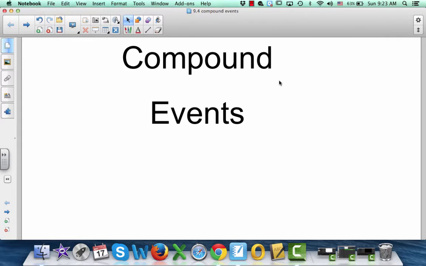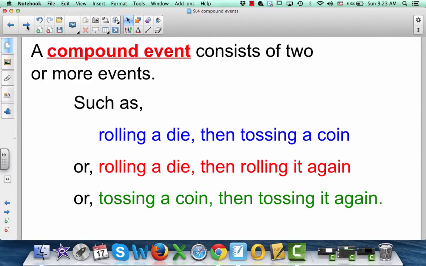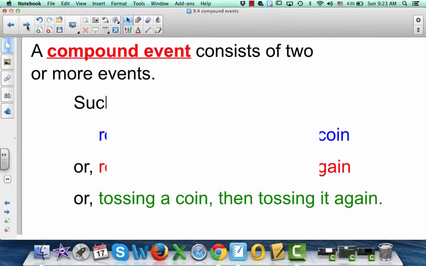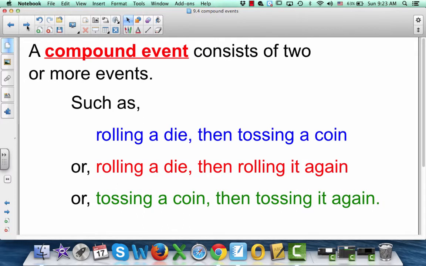This lesson is on compound events. A compound event consists of two or more events, such as you roll a die, then you toss a coin, or rolling a die, then rolling it again, or tossing a coin, then tossing it again.